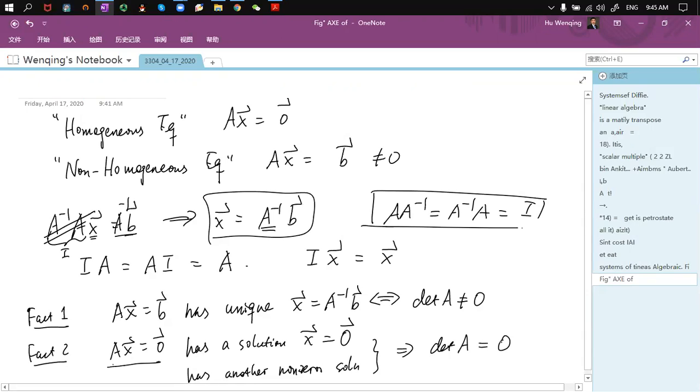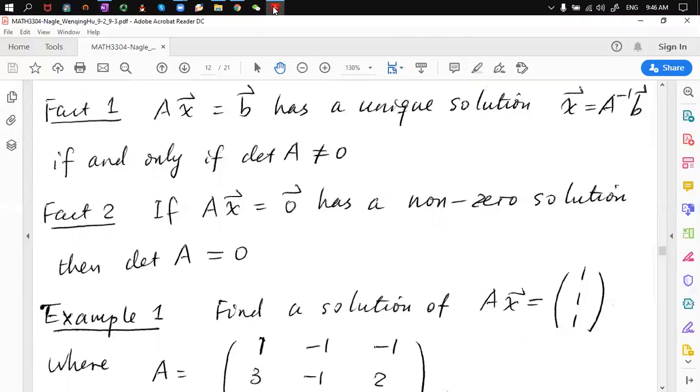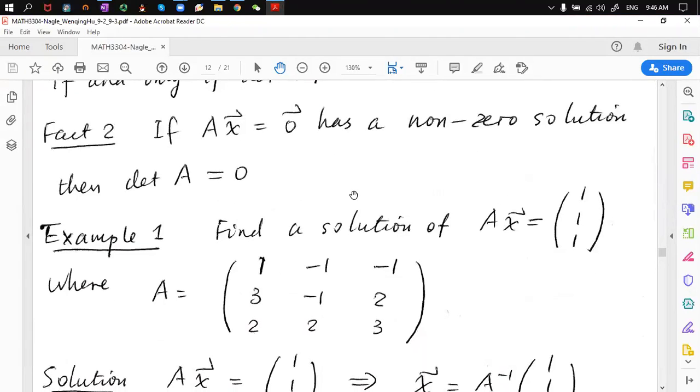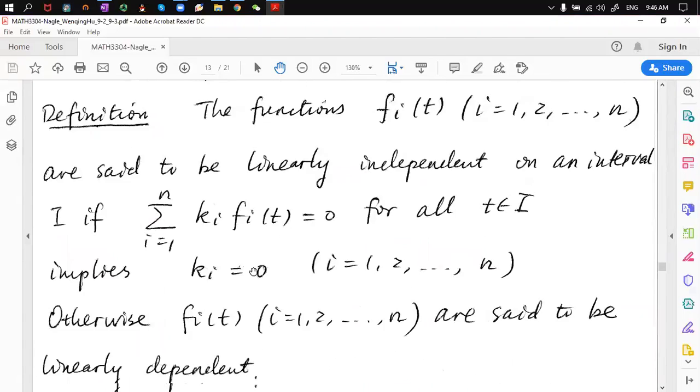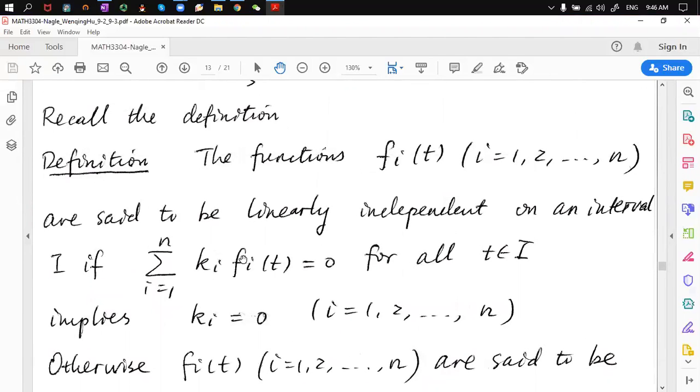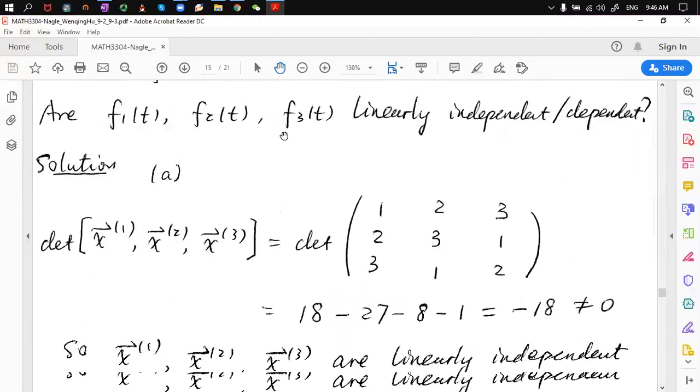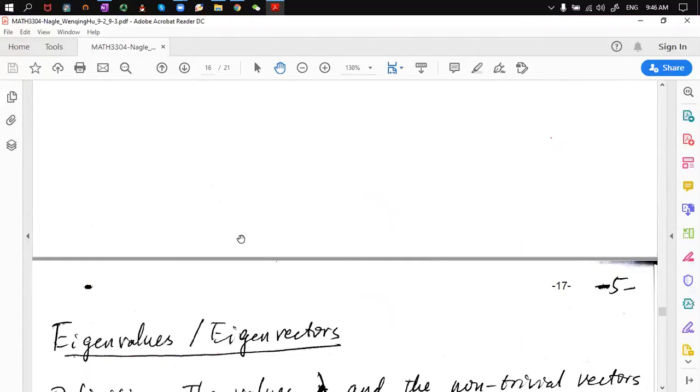These are two very important facts. If the determinant is non-zero, you have a unique solution. If the determinant is 0, it means the homogeneous equation may have different solutions, in particular, it might have non-zero solutions. The second fact says that if AX equal to 0 has a non-zero solution, the determinant must be equal to 0. This is a very important thing for the rank and the linear independence, which I'm going to talk about.